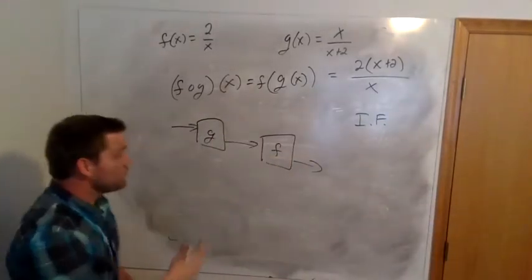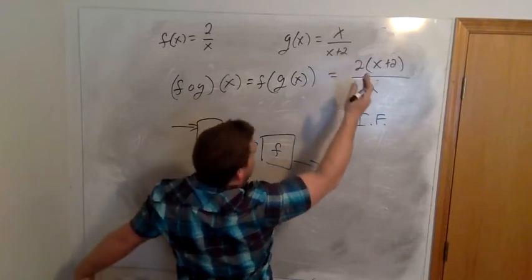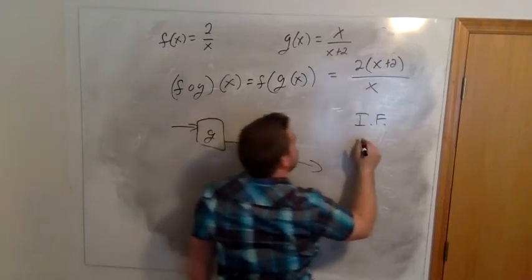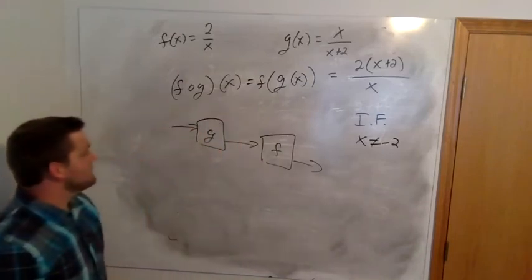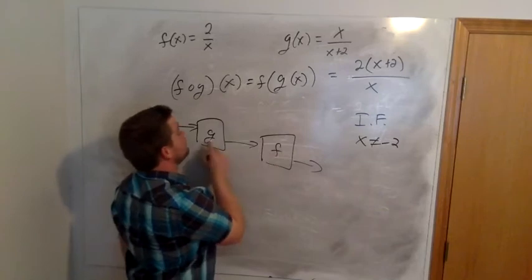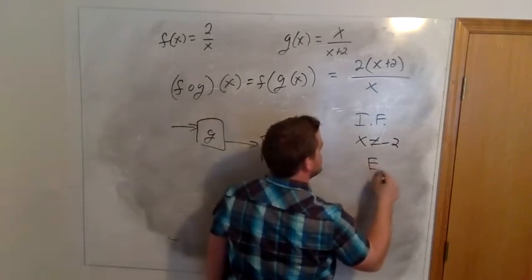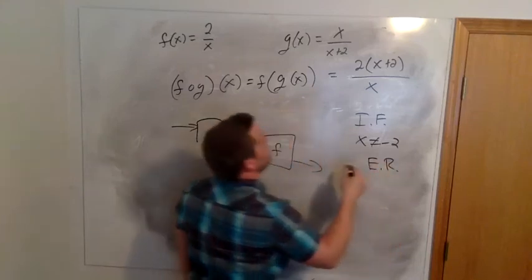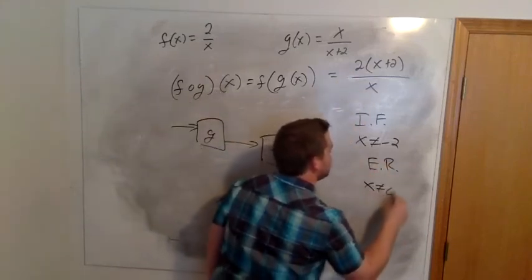Okay, so for our inner function, what can't we do? We can't plug in negative 2. I'd be dividing by 0. x cannot be negative 2. Okay, now I need to make sure that the outputs of g can go into f, so I need to check our end result. Looking at our end result, I can't plug in 0.